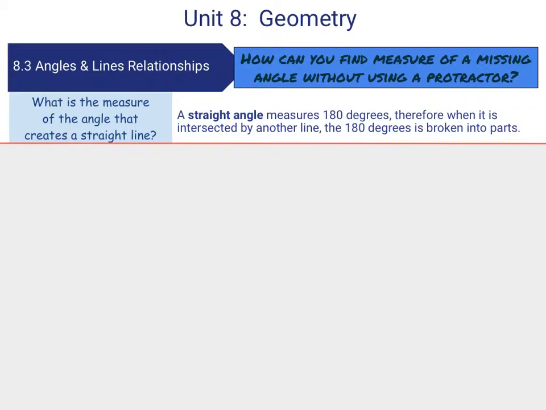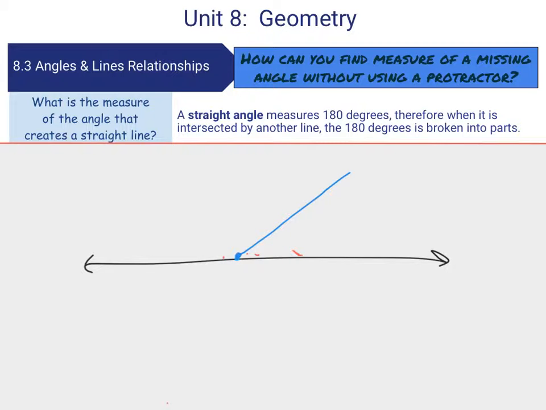What this is saying is if you have a line and you know this is a line, then you know that the whole entire angle that creates it is 180 degrees. And if I was to decide to intersect it by another line, I would be able to say that whatever one part is, the other part together with it has to be 180.